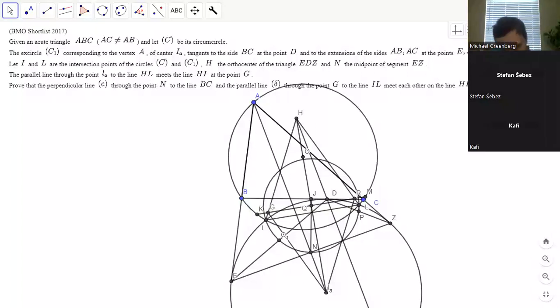Okay. So basically, we just need to prove that QN is perpendicular to BC. And that is just a sub-problem, which is actually pretty easy. Let's think about that. QN is the line connecting the 9-point center to the midpoint of the side. How I will solve this is you just add in the feet of the perpendiculars, the altitudes of EDZ.